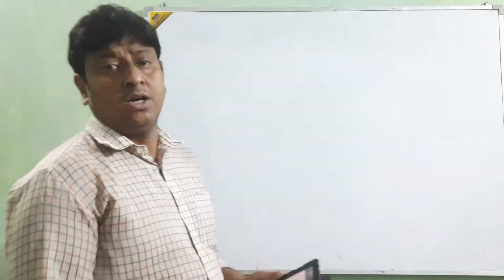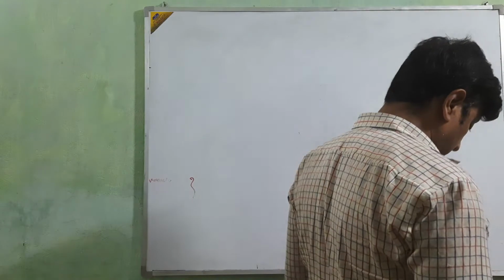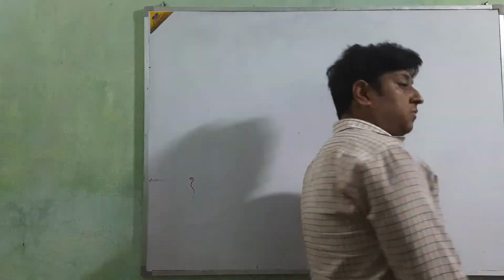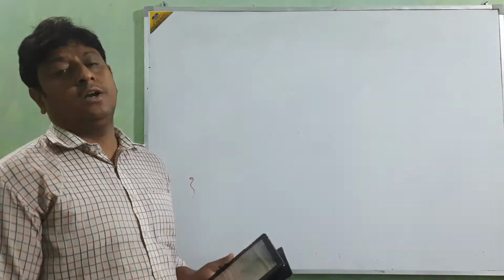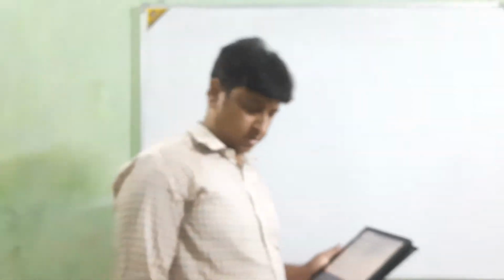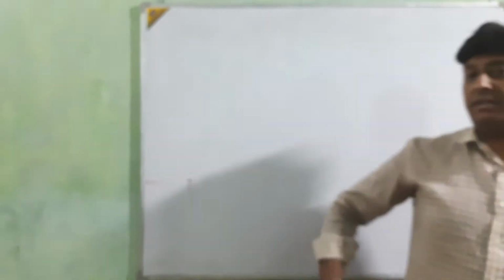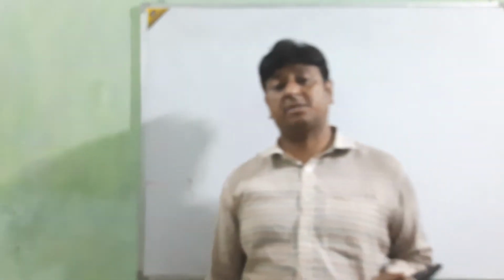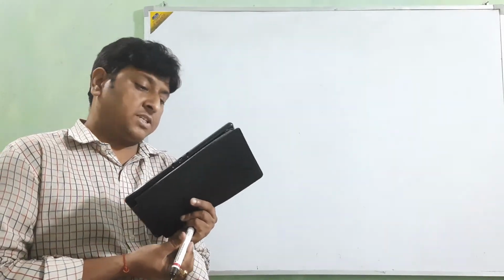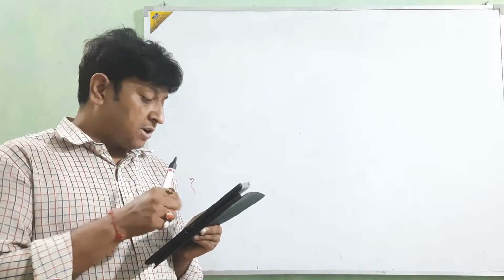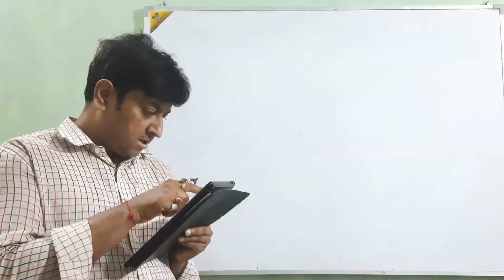Good morning, students. Today we are going to start some more questions for our first chapter, not-for-profit organizations. Today I am going to start one full question in which we are going to maintain the opening balance sheet, income and expenditure account and closing balance sheet. For that I am going to take the first question for this topic.